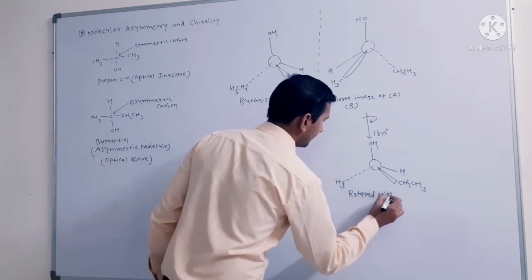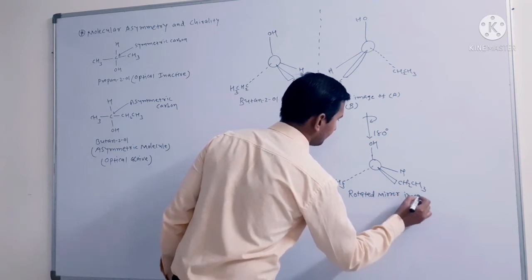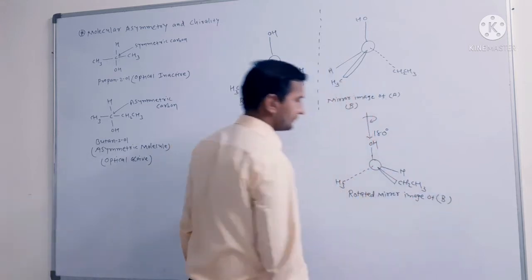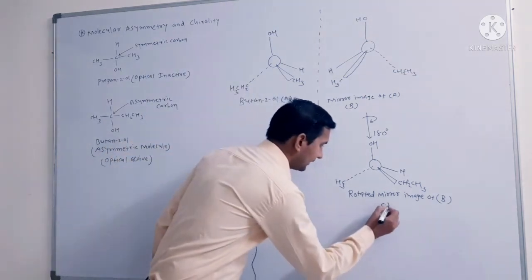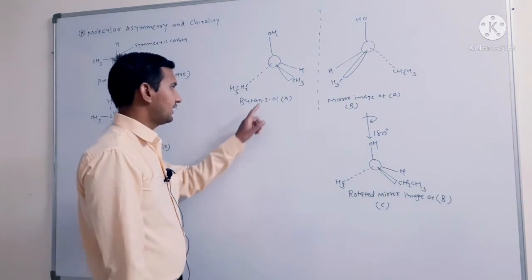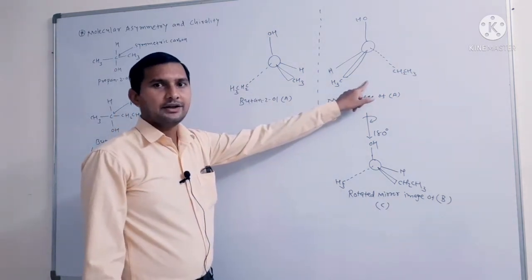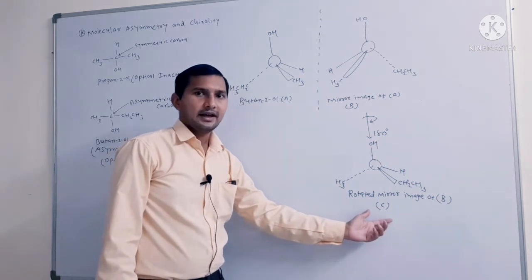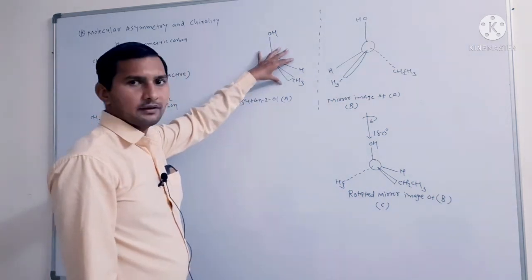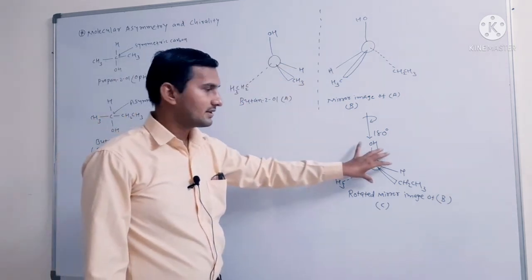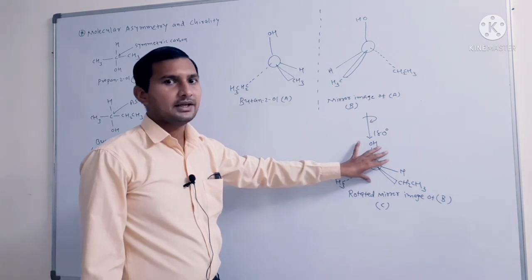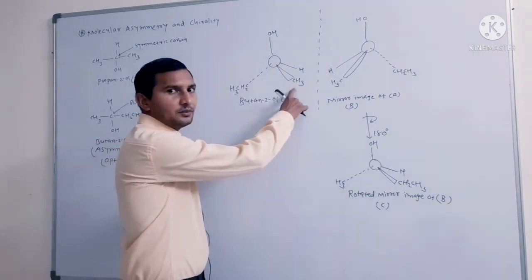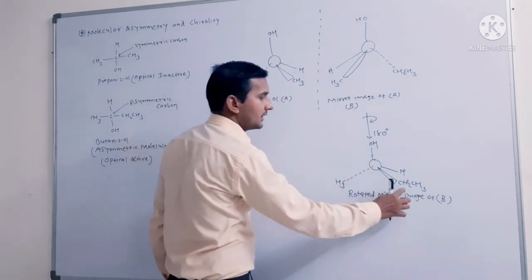Rotated mirror image of structure B. So here we can say this is structure type C. Structure A looks like this; if we take the mirror image and rotate this mirror image by 180 degrees, we get structure C. If we place butan-2-ol structure A onto structure C, they are not superimposed, because here we have a methyl group in our original structure, but the rotated mirror image has an ethyl group.